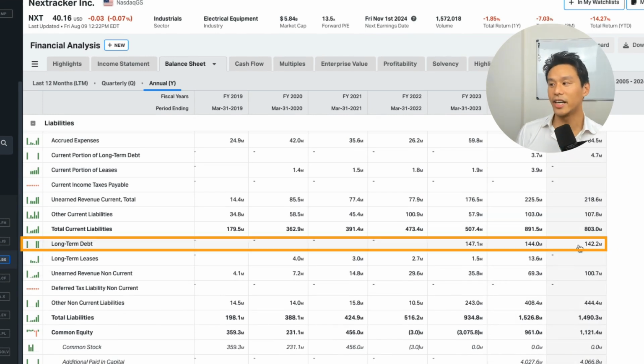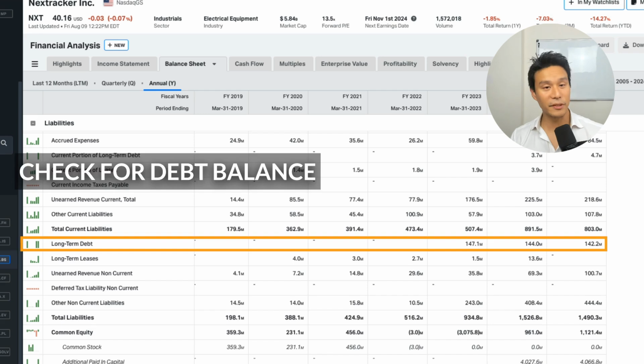The reason why I check that is because debt represents financial risk for stockholders. If a company cannot pay its interest and pay back its debt, that company goes into bankruptcy. And in bankruptcy proceedings, it's the debt holders that take control. They can sell off the assets in order to get their money back. The stockholders, or the equity holders, are last in line to get anything. And that's why stocks go down to zero when a company goes into bankruptcy.